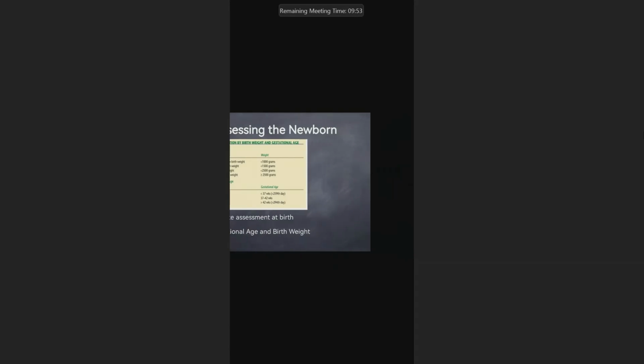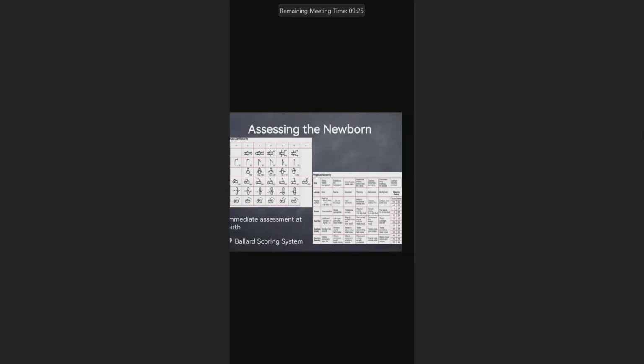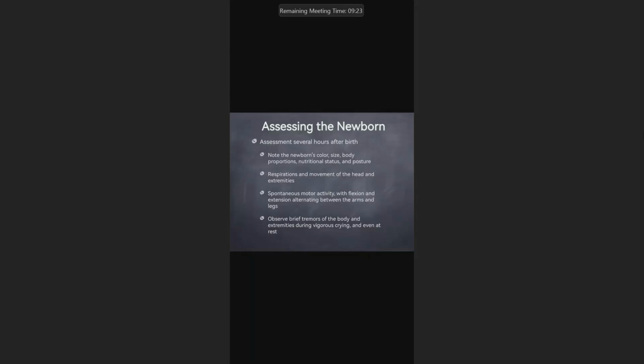Next is the Ballard scoring. The LMP is only an approximation of the age of the patient, and sometimes the LMP given by the mother is not accurate. So if we are not very specific and there is no ultrasound, we always do the Ballard scoring. We do the Ballard scoring at birth and after 24 hours. So, assessment several hours after birth.